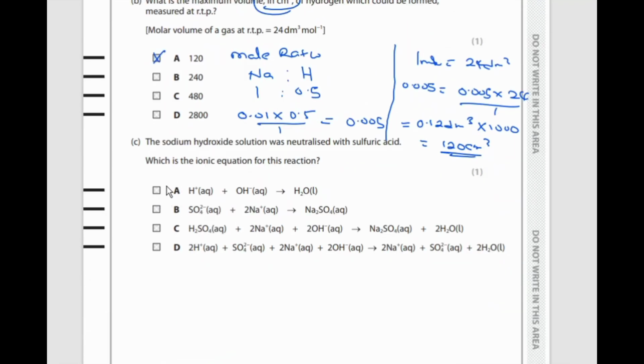Question C. Sodium hydroxide solution was neutralized with sulfuric acid. What is the ionic equation? The ionic equation is hydrogen ions plus hydroxyl ions will give us water. For all the acids that we are going to deal with, there is one constant, and in all these, the constant is the hydrogen ions.